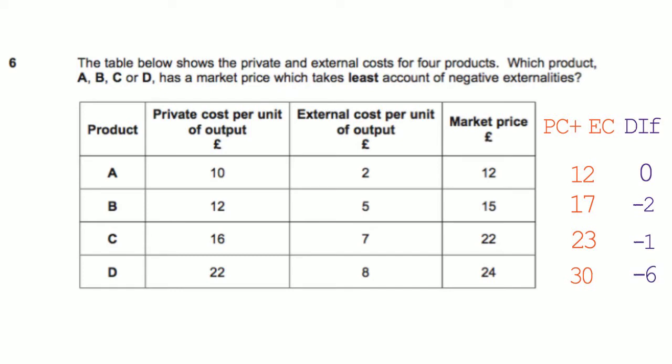Therefore, the product that least takes into account the negative externality is D. And this is because D has the biggest difference between what the price should be if the negative externality was fully priced in and what the market price actually is. This brings us on to question 7.